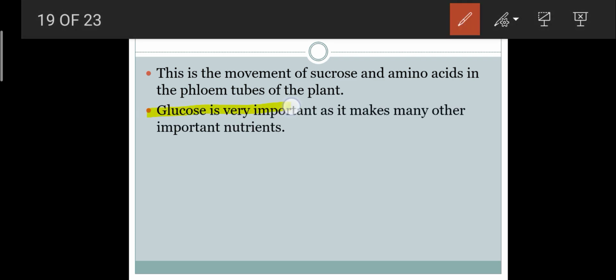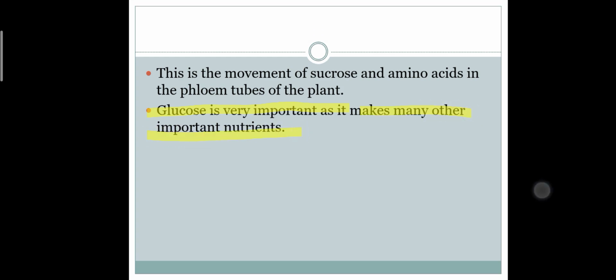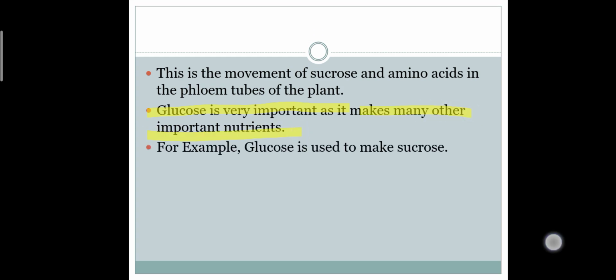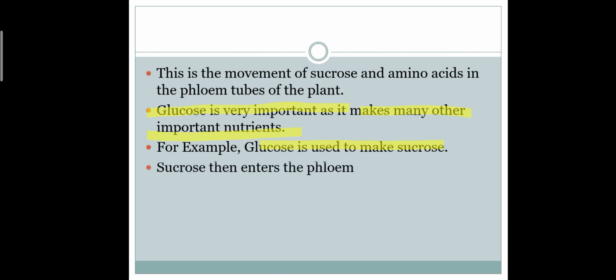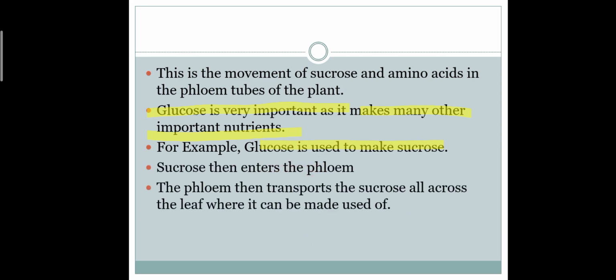Glucose is very important as it makes many other important nutrients. For example, glucose is used to make sucrose. Sucrose then enters the phloem, and the phloem then transports the sucrose all across the plant where it can be used.